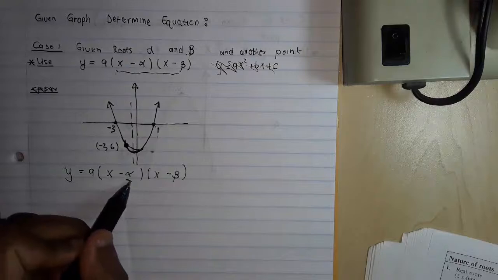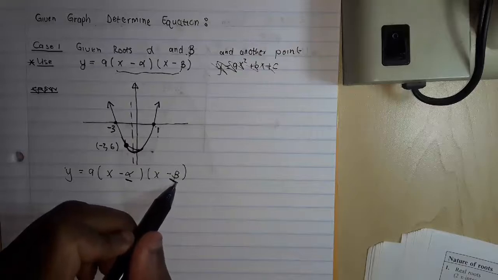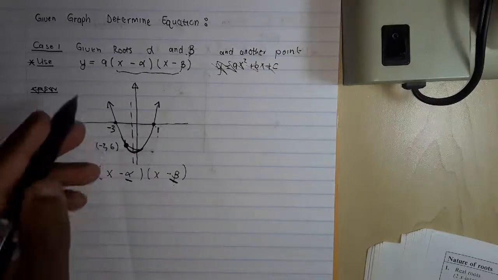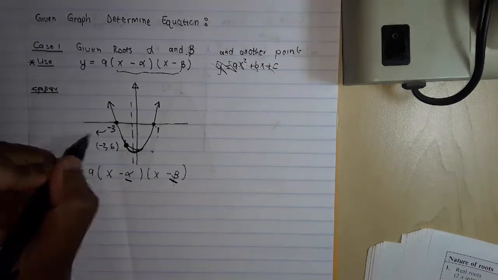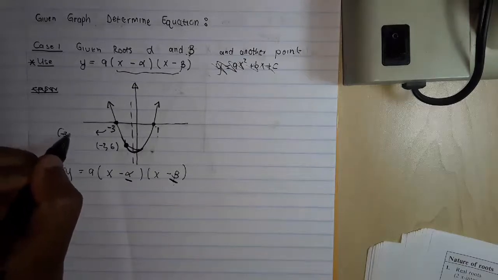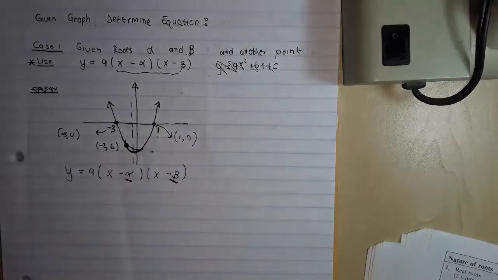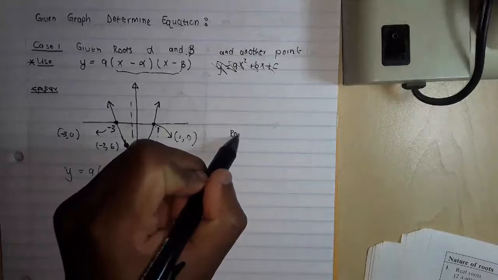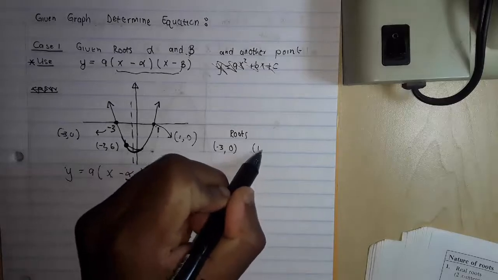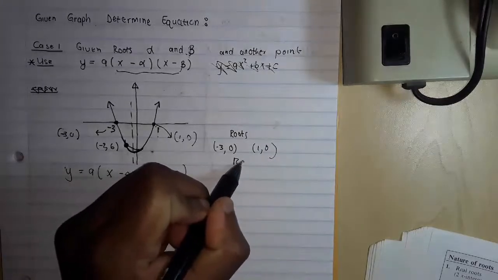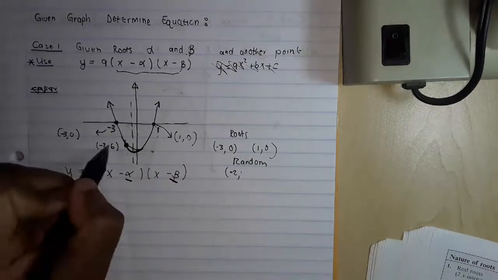This is just to say these are random roots, right? But here we know what the roots are. Roots are basically the values of x that give the graph equals 0. So we see that y equals 0 at these points, and if we write this in terms of coordinates, it's minus 3 and 0, and here the coordinates are 1 and 0, right? So we have our roots, which are, I'll just write them neat here, minus 3 and 0, and we have 1 and 0. And then we have a random point, which is minus 2 and minus 6.